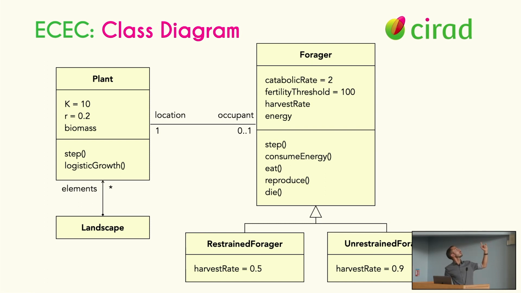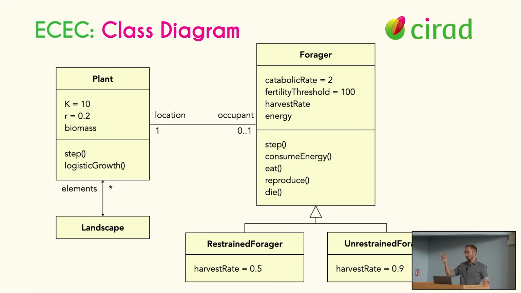We have the plant. You see the K and R, the factors we use for logistic growth, to make sure that the plant is growing. The plant has an instance variable, which is biomass. At every step, we call the function logistic growth, and like that, the plant is growing. Many plants compose the landscape. In our case, the landscape will be composed of 27 by 27, I think, so you will have a grid of plants.